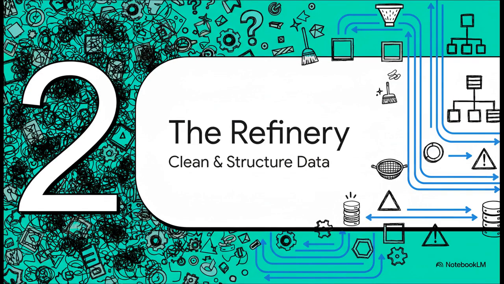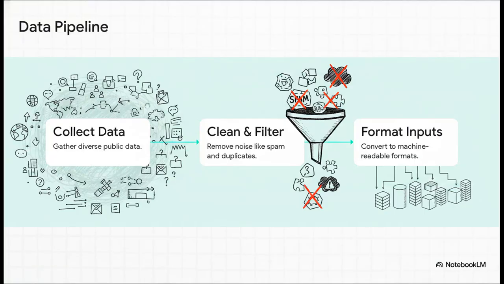Section 2, the refinery, cleaning and structuring. So let's quickly walk through the first 3 steps of our factory floor. Step 1, like we just talked about, is collecting that diverse data. But step 2, that is where the heavy lifting happens, because raw data is incredibly disorganized and messy. Engineers have to vigorously clean it and filter out the noise to improve quality. This means stripping out duplicates, tossing away spam and low-quality content, getting rid of corrupted data, and absolutely filtering out harmful or unsafe material. Finally, in step 3, this newly cleaned data has to be formatted into machine-readable inputs.